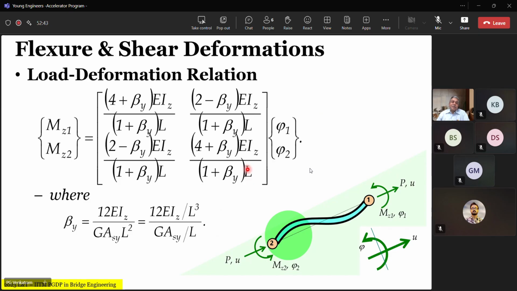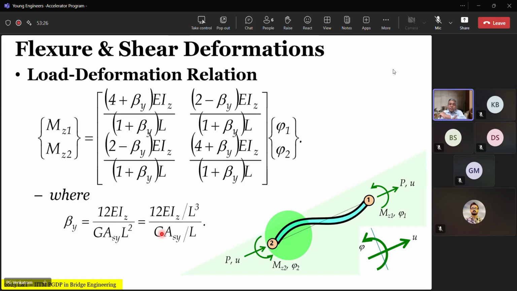Yes, sir. Now the question is, when you have shear deformation present, which is present in almost all structures, this 4x4 stiffness matrix gets modified by the terms (4+βy)EI/(1+βy), (2-βy)EI/(1+βy), where βy is 12EI/(GAsy L²). And if you make it simpler, 12EI/L³ you put, and at the denominator you introduce the modification, multiplied by L, you will get GAsy/L.